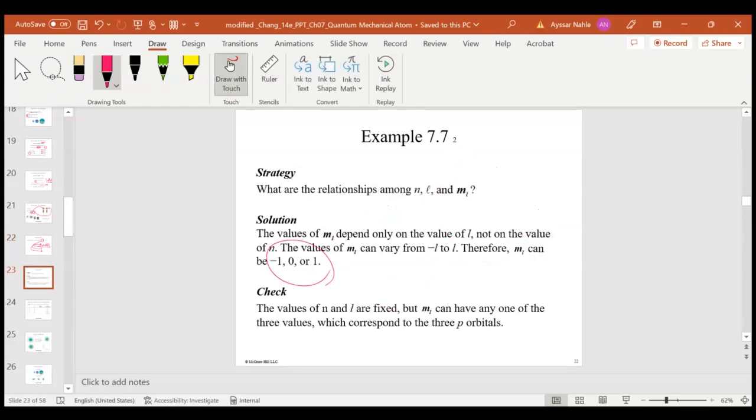That's it. We're not going to read everything. It goes minus 1, 0, plus 1. Is it clear? Yeah? Good.